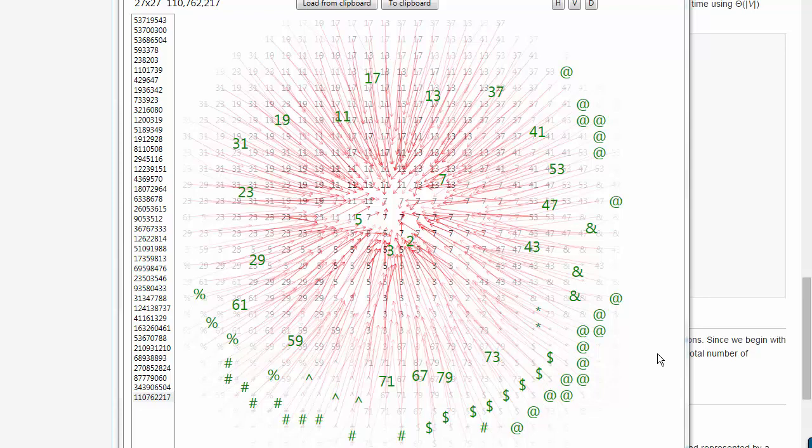It's only useful for the minimum grids. So here I have the best minimum grid for the 27 by 27 part, and you can see I have an array of 27 by 27 numbers here.